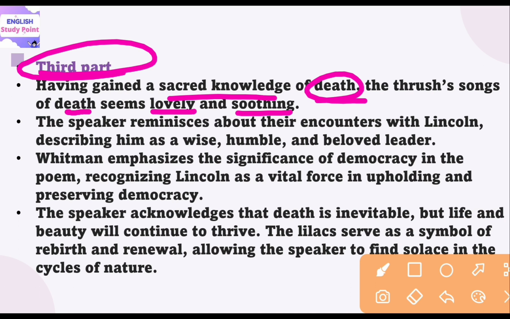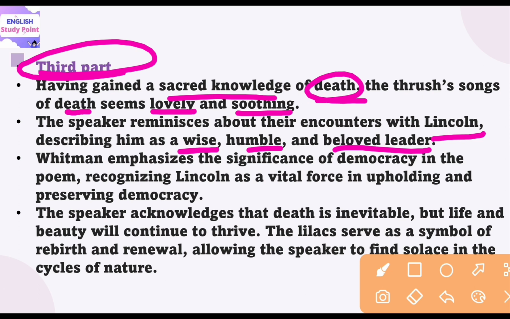In these lines, he explores the concept of death throughout this whole poem, pondering its meaning and its impact on the living. He reflects on the inevitability of death and the need to accept and understand it. The speaker reminisces about his encounters with Lincoln, describing him as a wise, humble, and beloved leader. So here, memories of Abraham Lincoln help the poet cope with his personal grief and honor Lincoln's legacy.